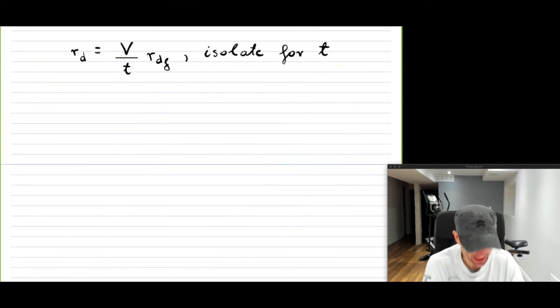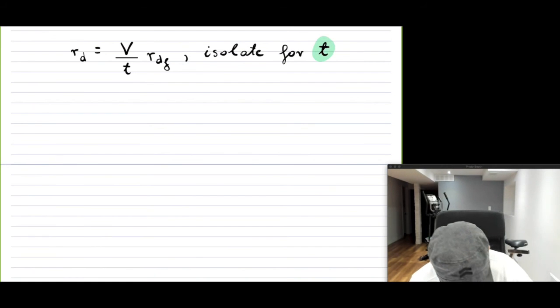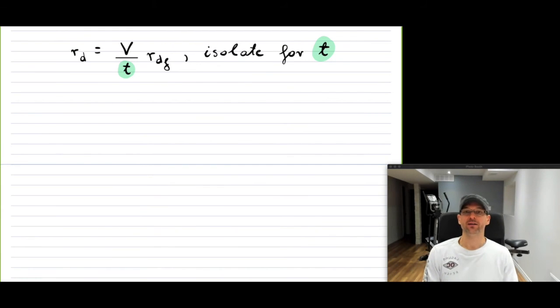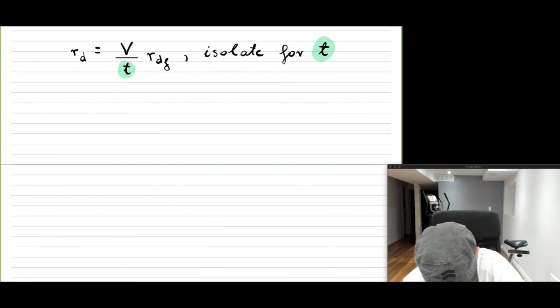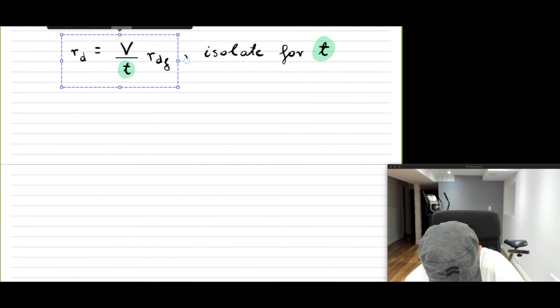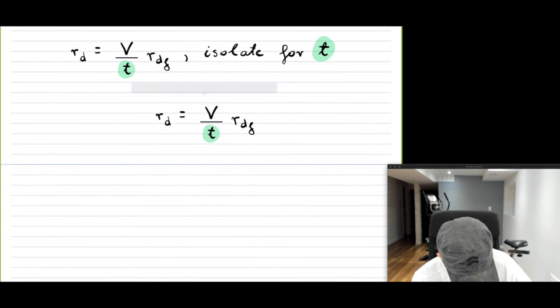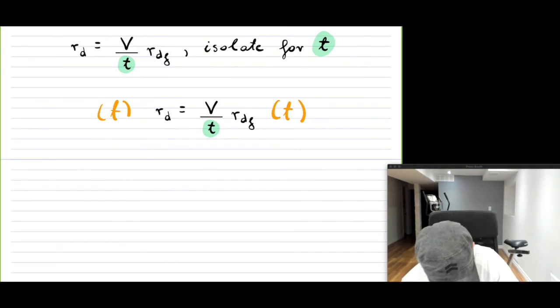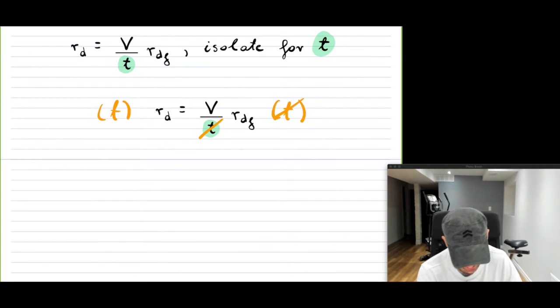Now we want to isolate for t. Well, t is here at the bottom. As we said, we do not want to have the variable we're solving for in the denominator. So the first thing I am going to do is multiply by t on both sides. Again, why? Because I want to get rid of the t. It's in the denominator, so I'm going to multiply it through.